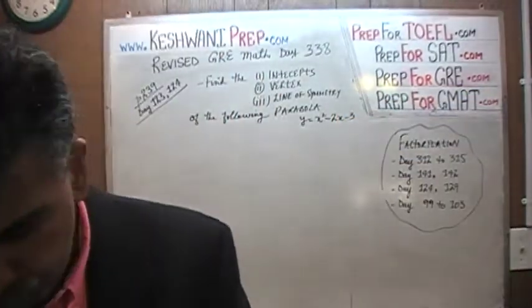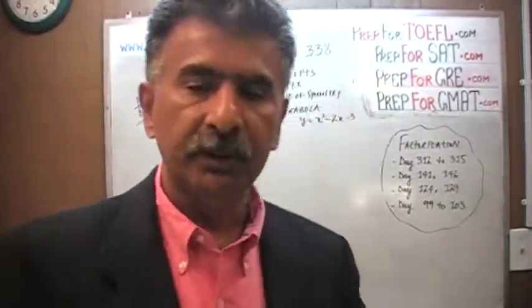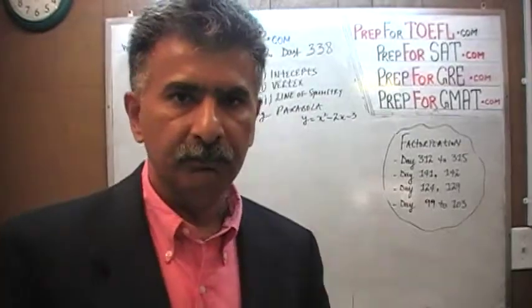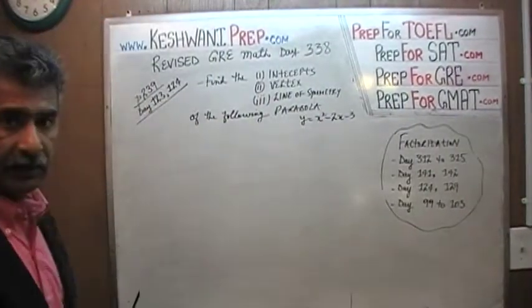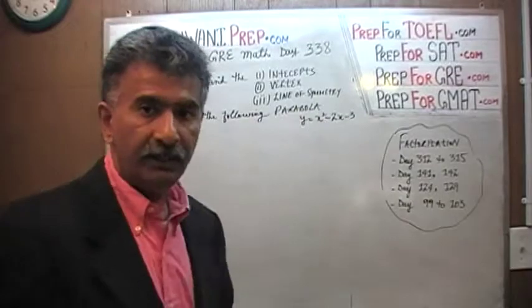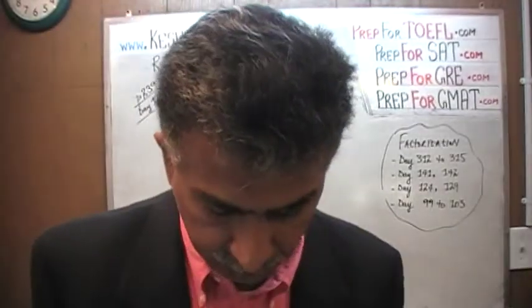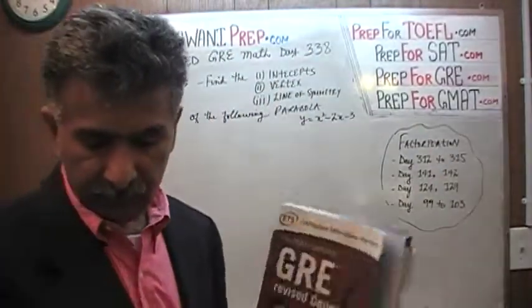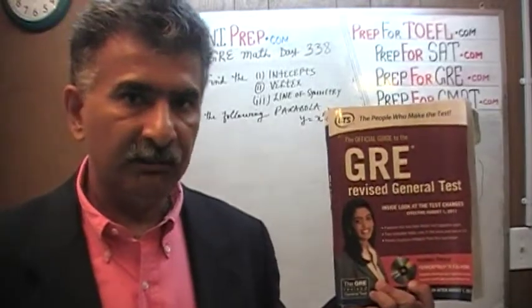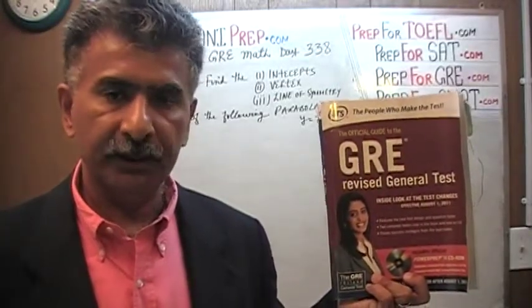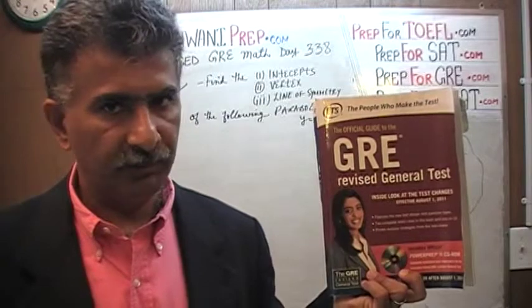The problem that we are about to solve is the one that you will find on page number 239. Please turn to it. Page number 239, and today is our lesson number 338. This problem that you see there on the top of the page 239, 2.8.5, the one dealing with the parabola, is the exact same problem that appeared in the first edition of the revised GRE.